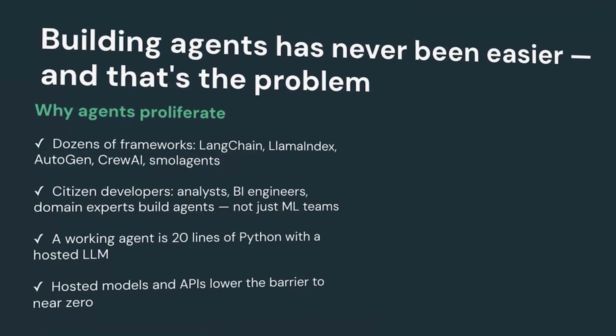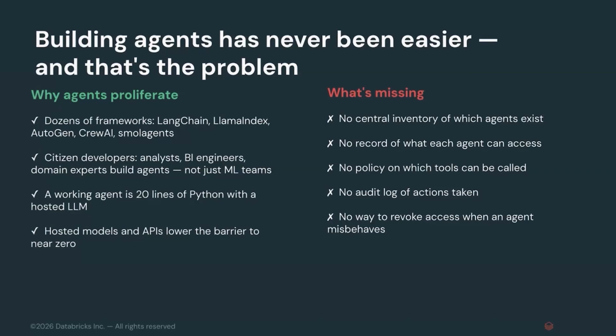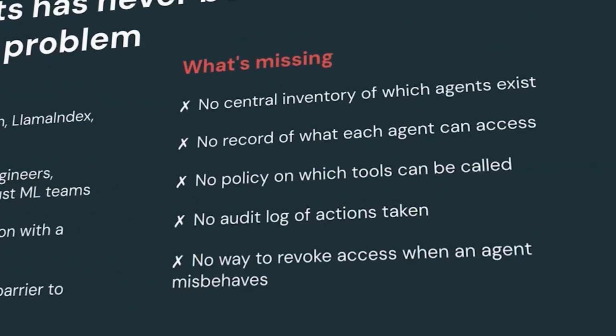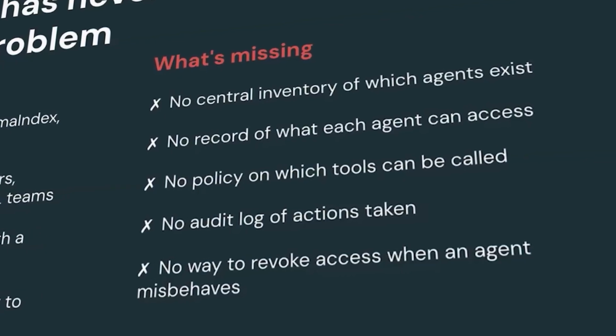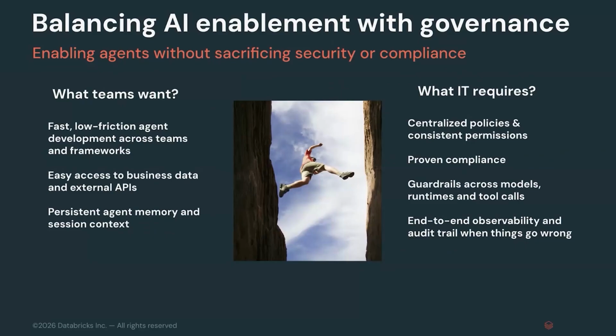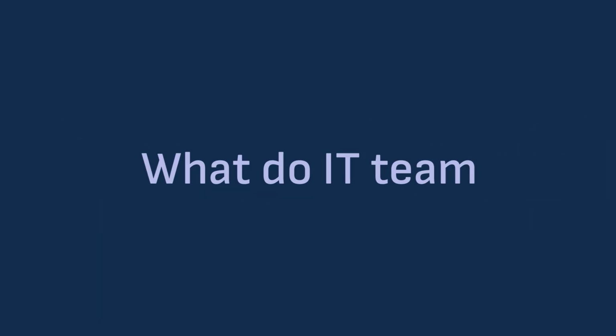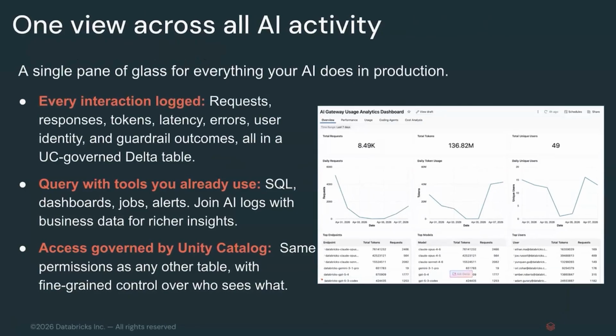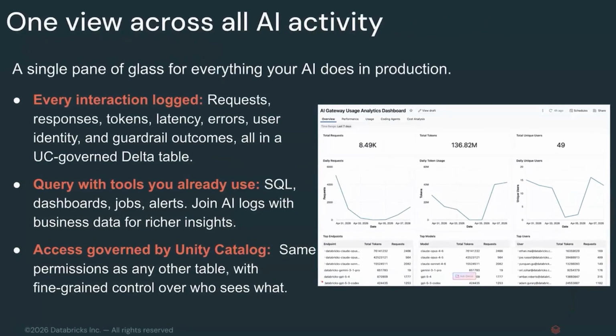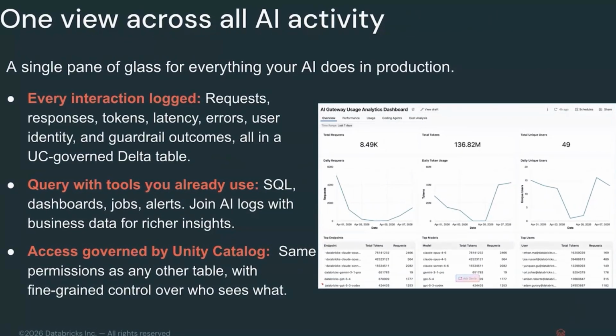20 lines of code and boom, there's an agent. But what are we missing? There is no place to see who accessed what information, what tool, and what data. We want a low code, no code friction way to build these agents. What do IT teams actually want? Everything in UC gets logged as well. So you can actually see the request, response, the token, latency, all the errors that are happening in each individual call.